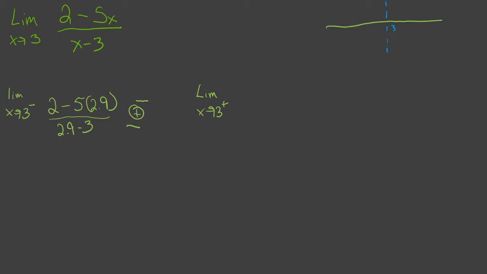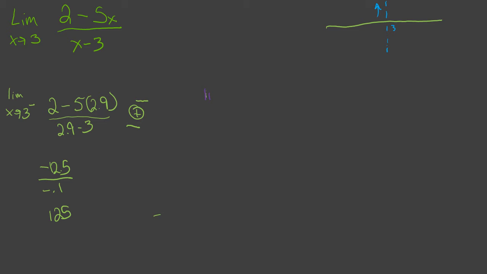Let's double check our work. We'll put into the calculator 2 minus 5 times 2.9, which is negative 12.5, divided by negative 0.1. And we get that that is positive 125. So as the graph approaches this asymptote, it's going up to positive infinity. Now let's switch over and see what it's doing as x approaches 3 from the right.